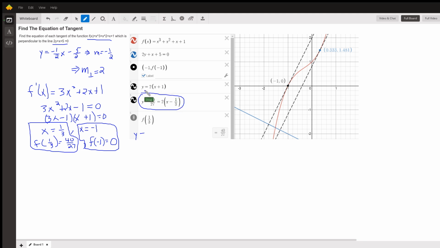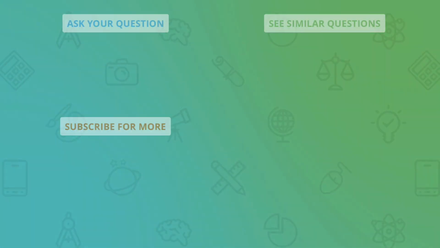And here's the other one. y minus 0 equals 2 times the quantity x minus negative 1, or x plus 1. Of course, you could put this into slope-intercept form if you want to, but that's the idea. These two tangent lines are both perpendicular to the blue line because they have slopes that are opposite reciprocals to the slope of the line. So there you go. Hope that helped.